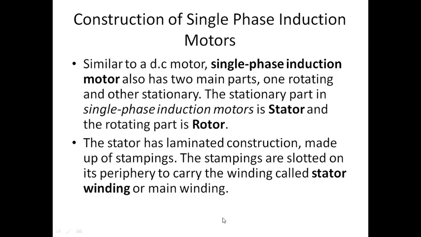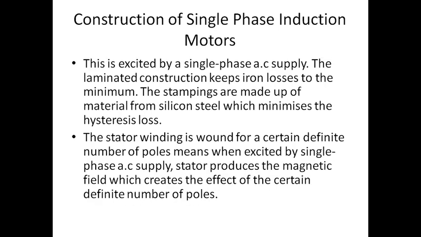Again, it is going to have a stator and a rotor. The stator is of laminated construction made of stampings. The stampings are slotted on its periphery. That is the stator construction, and the rotor construction is repeated in this. What you have seen in the three phase is the same in your single phase also. So you are going to have a laminated construction. Why? Because I want my iron loss to be minimum. So I am going to have the lamination.